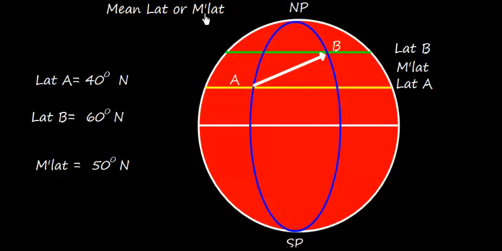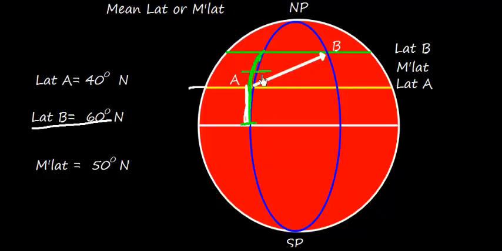Now let us understand mean latitude. Let's say this is the equator, which is 0, and latitudes are measured 0 to 90 degrees up to the North Pole, 0 to 90 degrees north, and this way 0 to 90 degrees south. Well, this is latitude A, which is 40 degrees north. So from here to here it is 40 degrees, this arc. And latitude B is 60 degrees north. So from the equator to this place, this is 60 degrees.